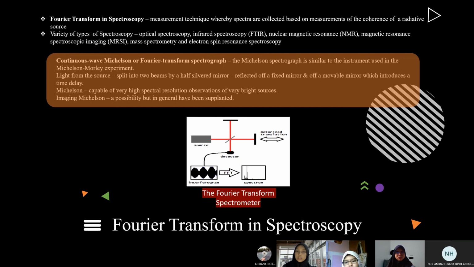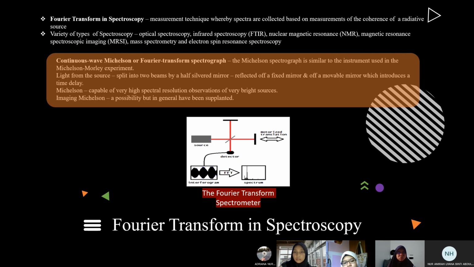The Michelson or Fourier transform spectrograph was popular for infrared applications at a time when infrared astronomy only had single pixel detectors. Imaging Michelsons are a possibility, but in general have been supplanted by imaging Fabry-Perot instruments, which are easier to construct.